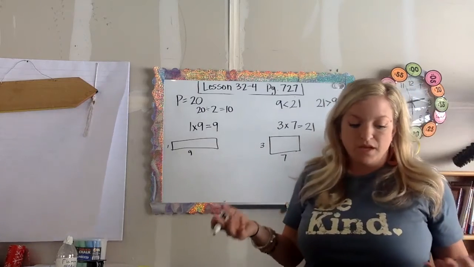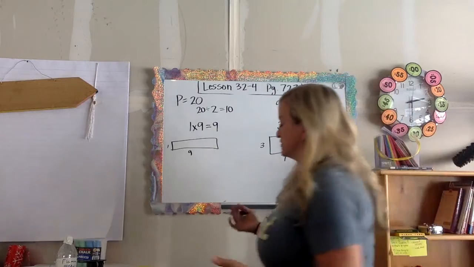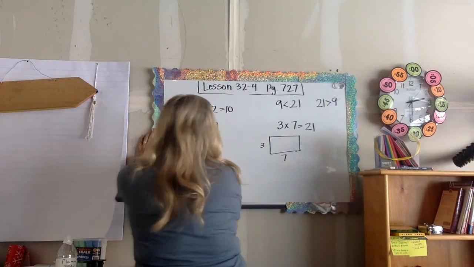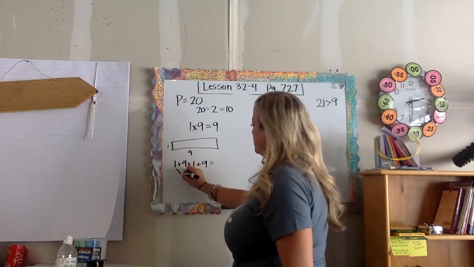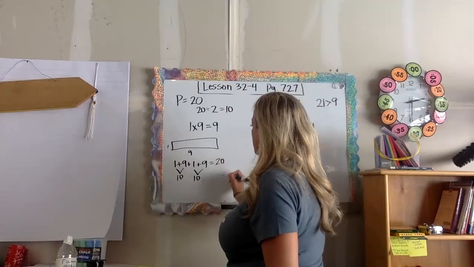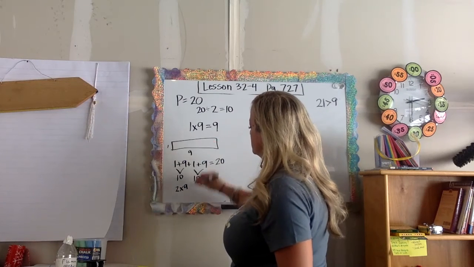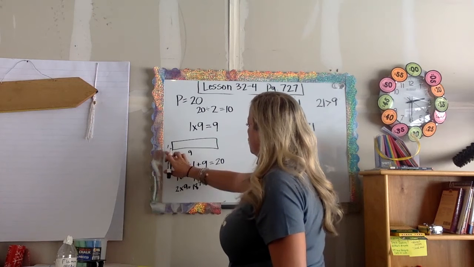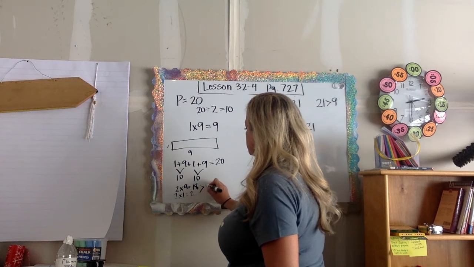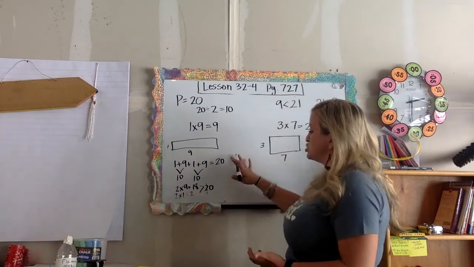They're not equal. Now, I'm going to just verify that I have the same perimeter of 20 on both of these. So I can do my strategy of 1 plus 9 plus 1 plus 9. And 9 plus 1 is 10, 1 plus 9 is 10, 10 plus 10 is 20. Or I could do 2 groups of 9, and that's 18, and 2 groups of 1, and that's 2. 18 plus 2 is 20. So I found it 2 different ways.